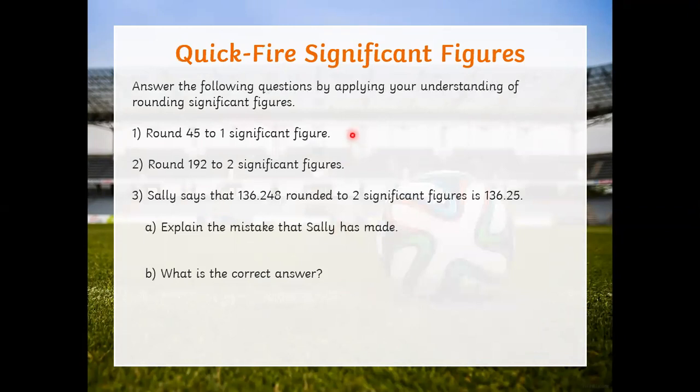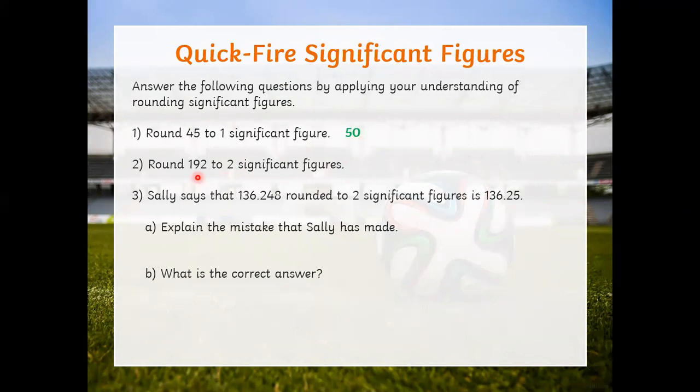Answer the following questions by applying your understanding of rounding significant figures. Round 45 to one significant figure. I want you to do all of these and then press play, and then I'll go through them with you. Okay, so that'll be rounded up because it is the halfway point between 40 and 50. 45 is the halfway point, so it'll be rounded up to 50. So there it has one significant figure.